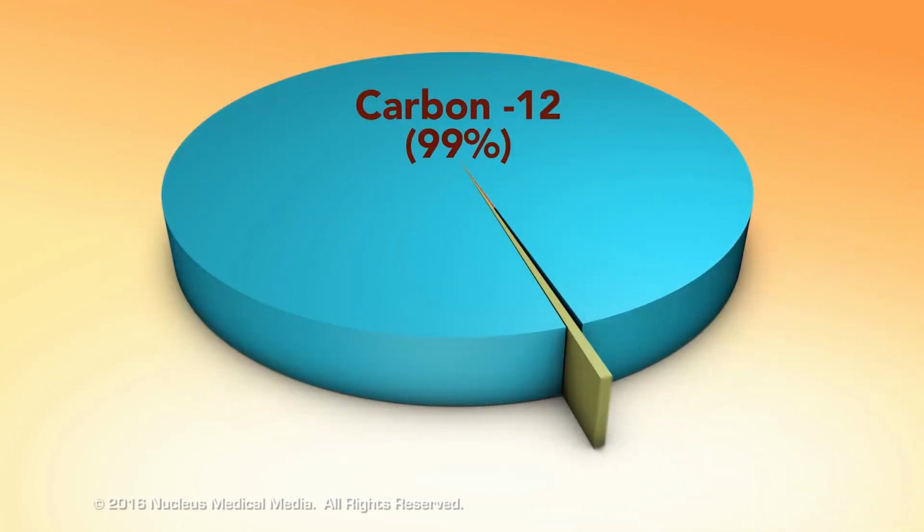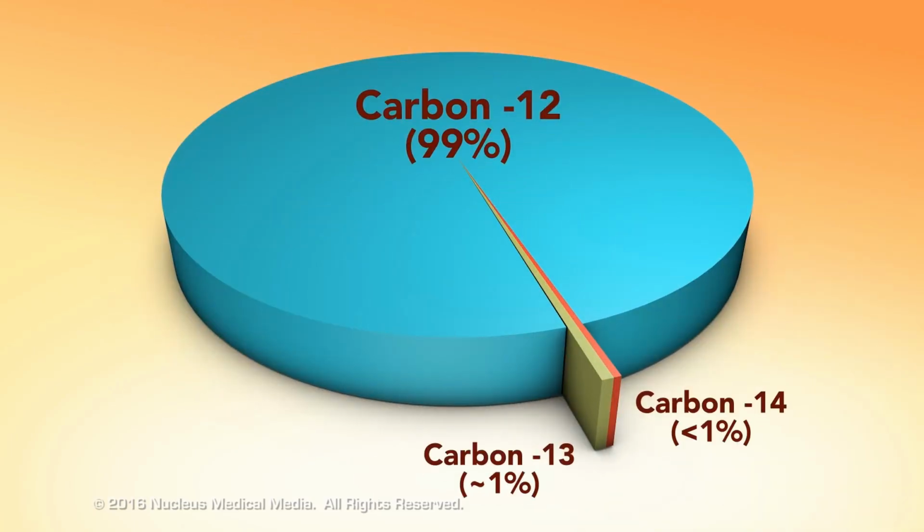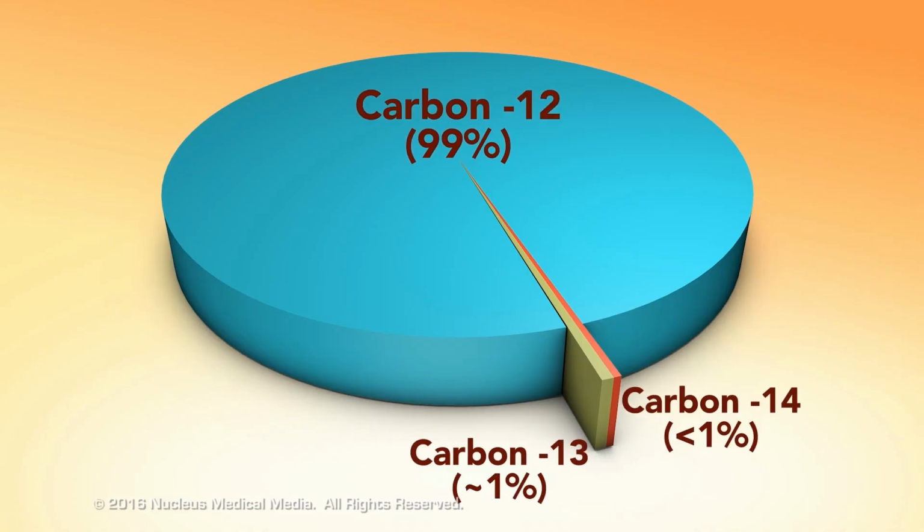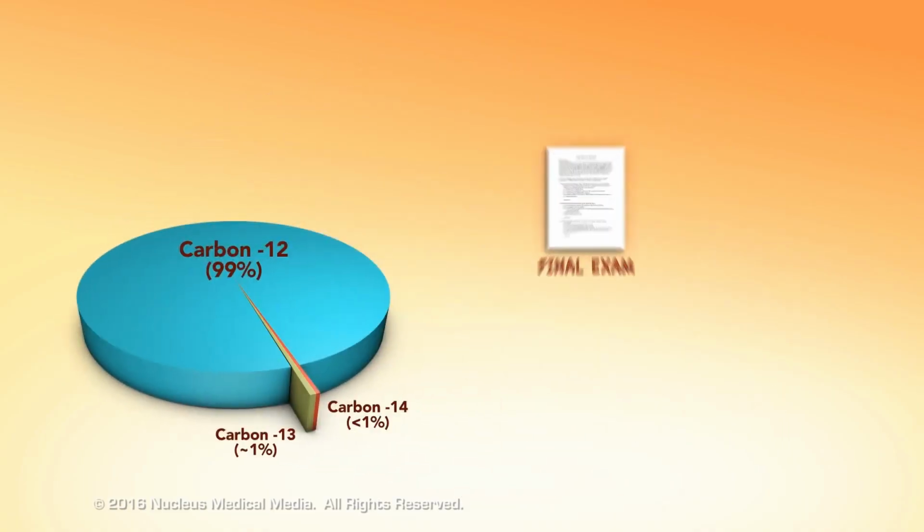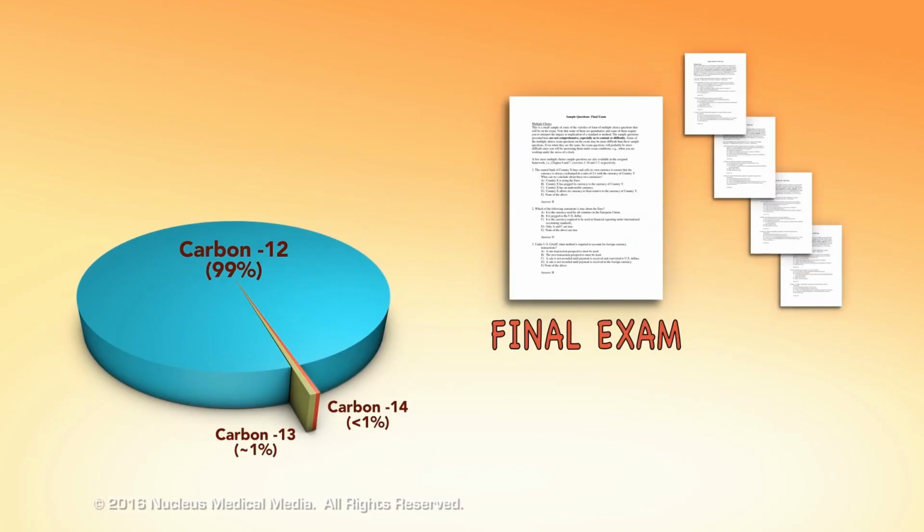A weighted average takes into account how common each isotope of an element is in nature. The most common isotope counts for much more in the average than less common isotopes, just like a final exam may count more than quizzes towards your grade in a class.